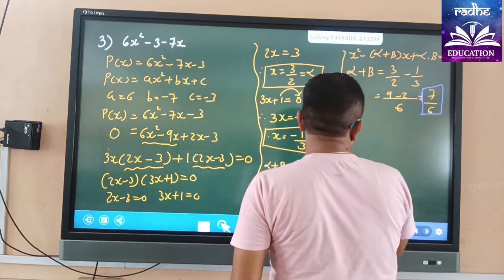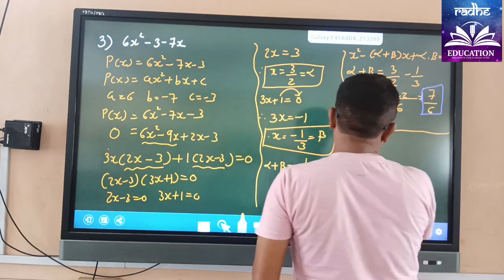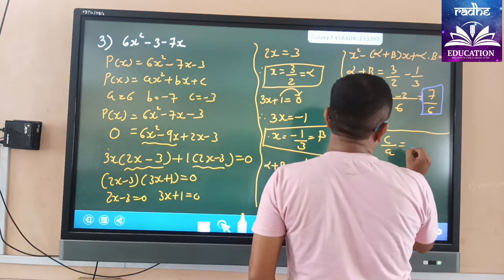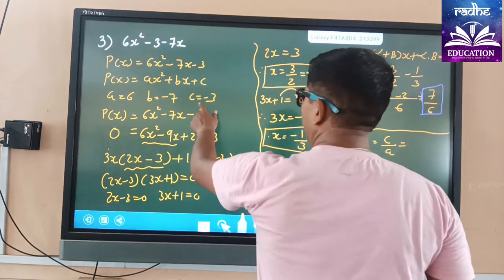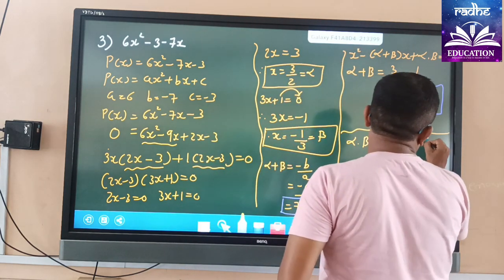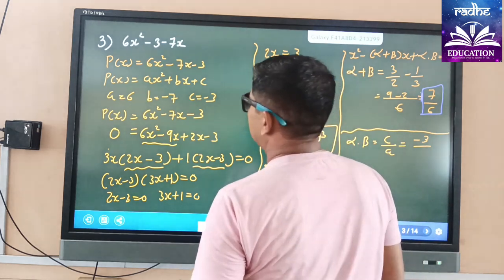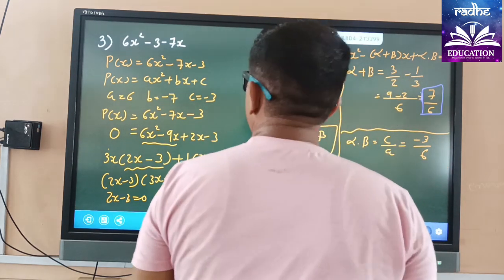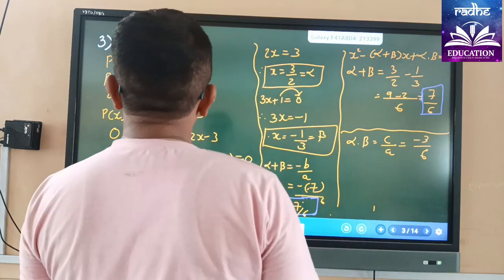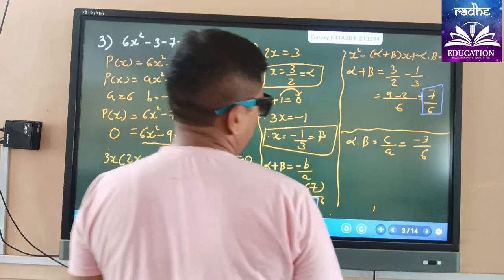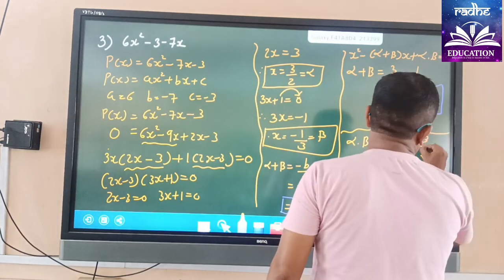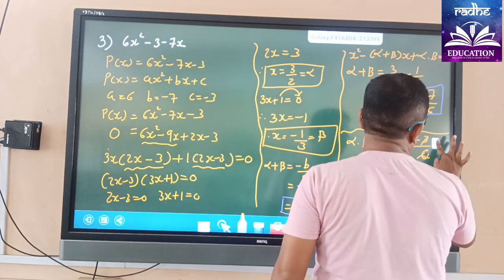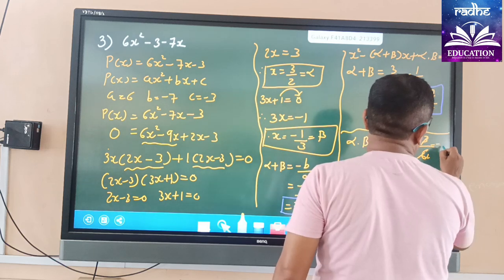The last thing we can do is alpha times beta. Alpha times beta equals c by a. What is the value of c here? The value of c is minus 3, and the value of a is 6. So 3 times 2 is 6, and we get the value minus half.